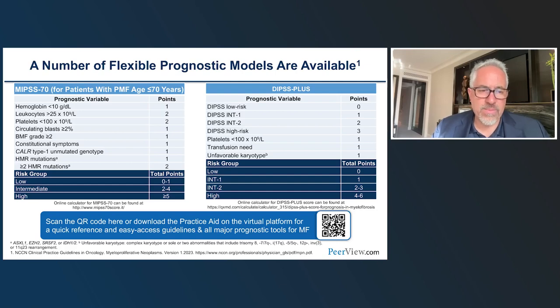Over time, as we are able to obtain additional genetic testing, the MIPSS70 is very helpful, recognizing the negative prognostic implications of mutations such as ASXL1, IDH1 and 2, and EZH2. These all can have an additional biological negative effect, in addition to building on those other clinical features. Even severe fibrosis can be prognostic for these patients.